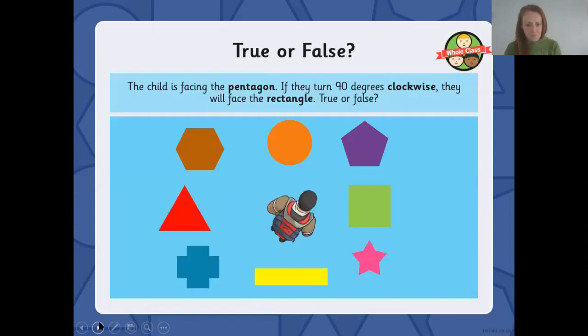Okay, so we'll have a quick go at this, a bit of true and false. So you can shout at the screen, true or false, and see if you get it right. So the child is facing the pentagon. If they turn 90 degrees, that's a right angle, 1/4 turn clockwise, they will face the rectangle. True or false?